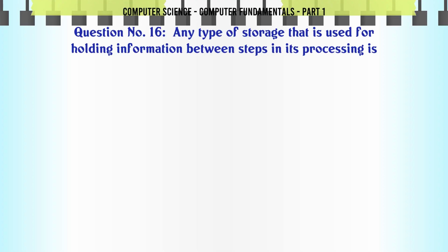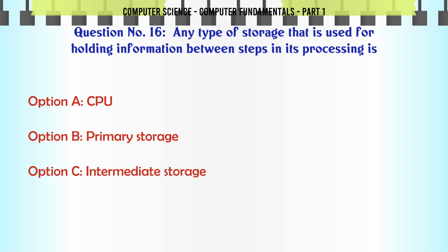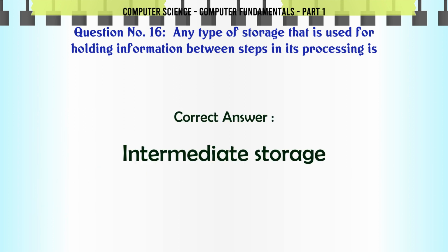Any type of storage that is used for holding information between steps in its processing is A. CPU, B. Primary storage, C. Intermediate storage, D. Internal storage. The correct answer is intermediate storage.